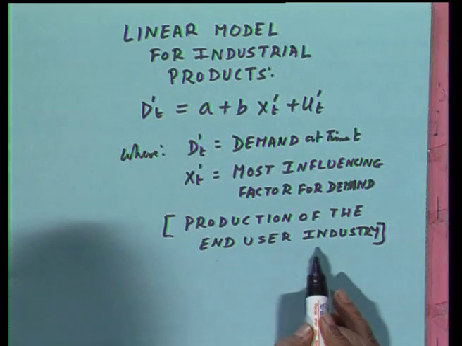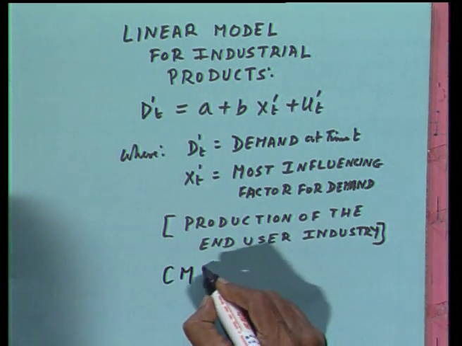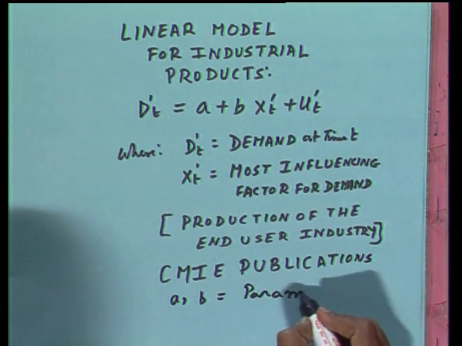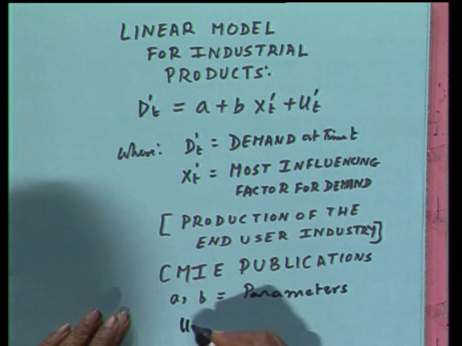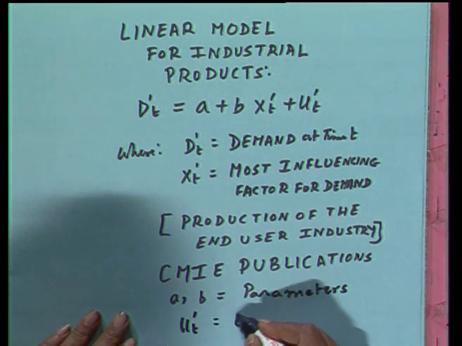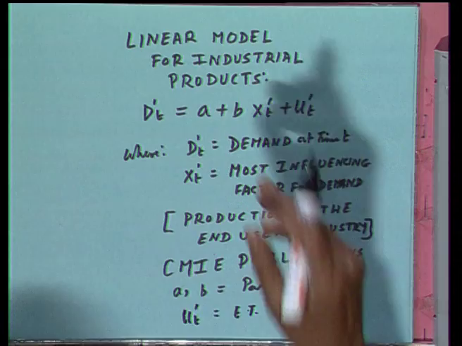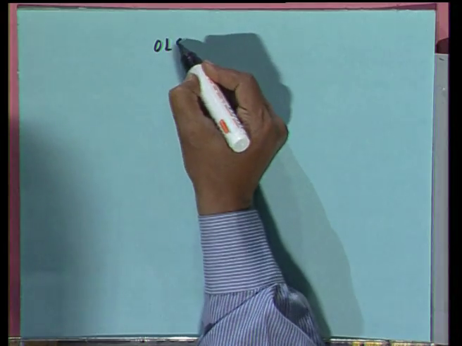The production of the end user industry can be obtained from the CMIE publications. Now, again, as before, A and B are the parameters. And UT prime, as they say, is the error term, which takes care of all the factors which have not been taken care of in XT prime, as in the case of consumer product. Now, again, we make use of the ordinary least square technique to estimate the values for A and B.